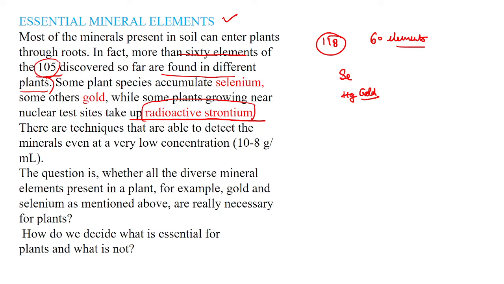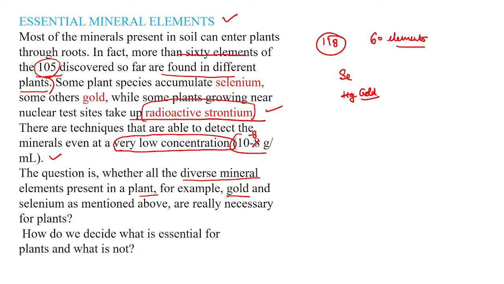Now there are techniques that are able to detect minerals even at low concentration, that is 10 to the power minus 8 gram per ml. So this much less mineral we can detect now. The question here is whether all the diverse mineral elements present in the plant, for example gold, selenium, or strontium, are really necessary for the plants. Are they helping in growth and reproduction?